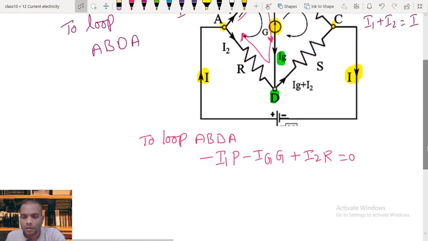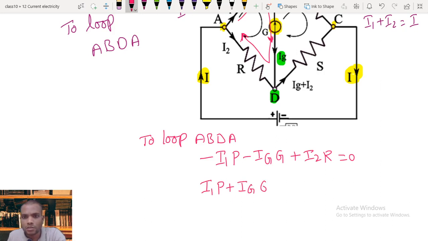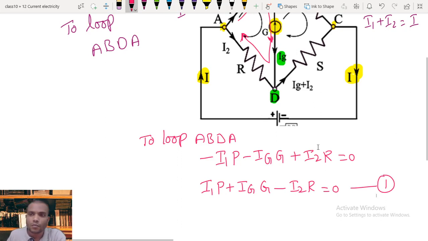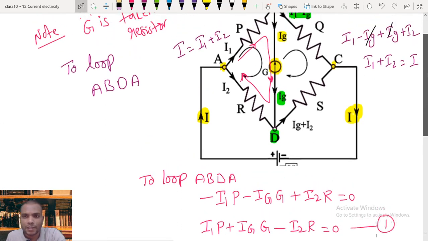And if I rewrite this expression, I will take out the negative, so I1 P plus Ig times G minus I2 times R is equal to 0. Let me take this as equation 1. So that is the expression which I get from ABDA.